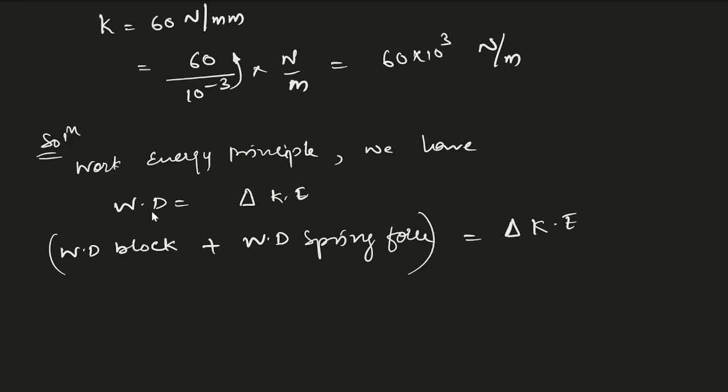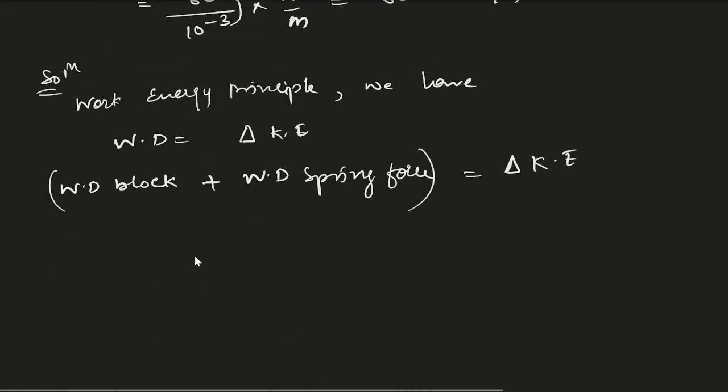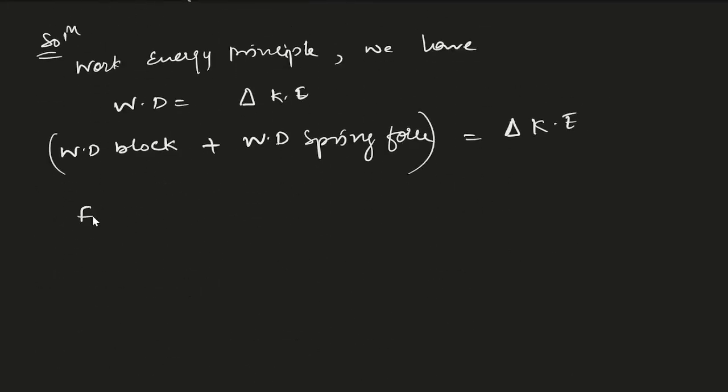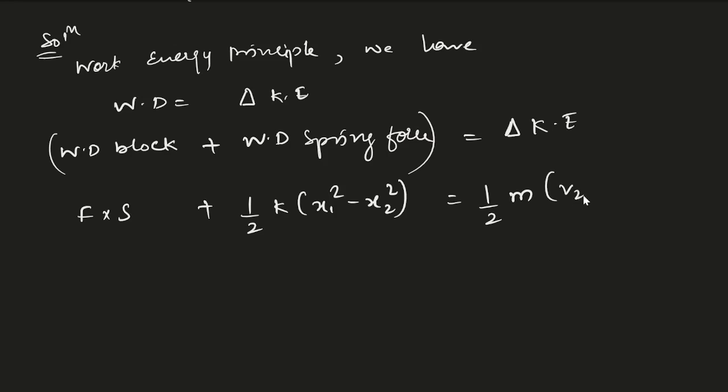Now we have to look for work done by the block first. Work done by the block will be force into distance, plus work done by the spring force, which is half into k into x1 square minus x2 square, equal to the change in kinetic energy, which is half into m into v2 square minus v1 square.